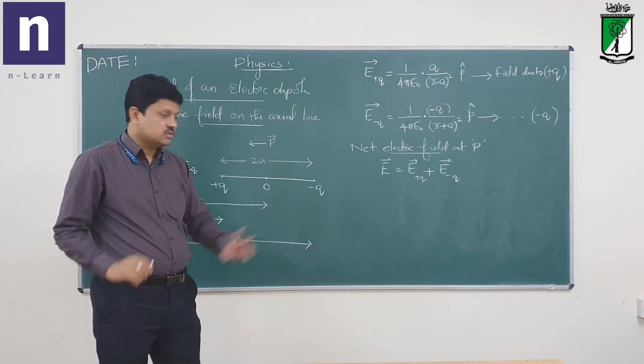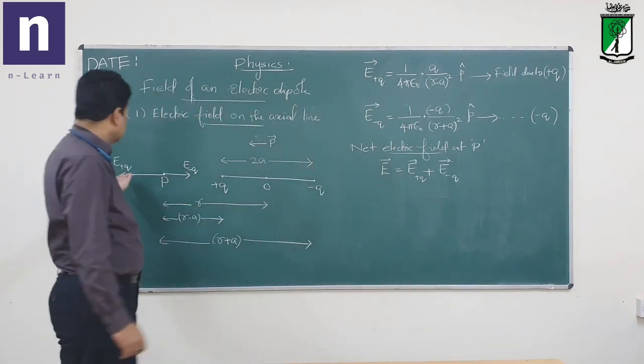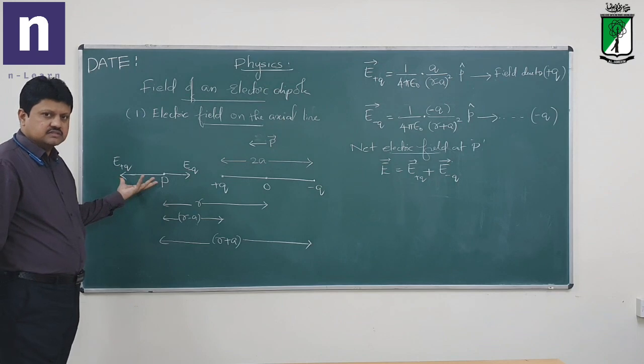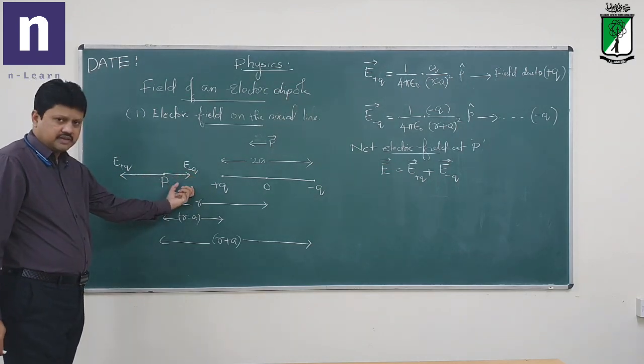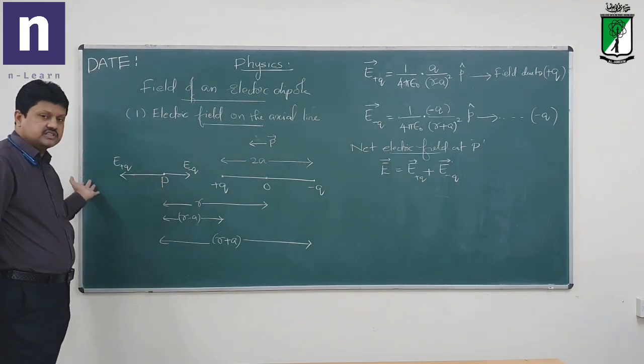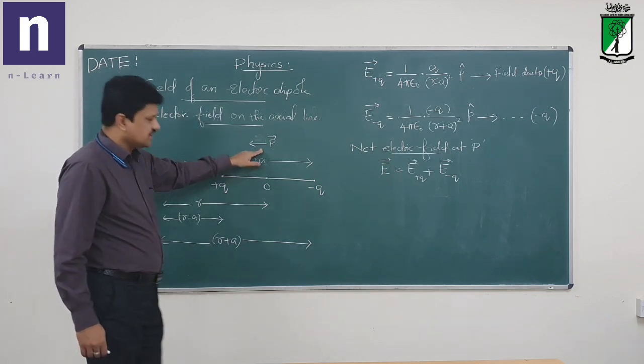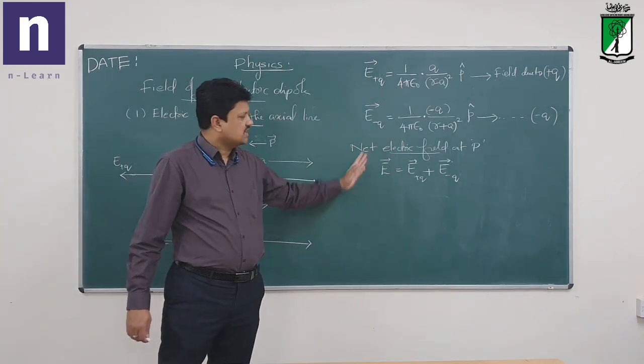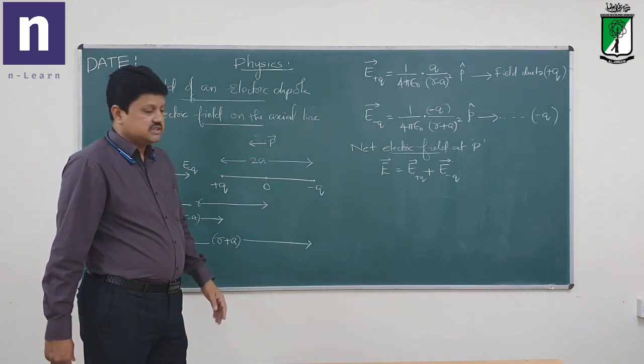And you can already guess the direction of this E also, because E plus Q is bigger in magnitude compared to E minus Q. Therefore, of course, the result should be in the direction of E plus Q itself, which is the same as that of p. So that you understood. But anyway, let's just find out from the equation here.